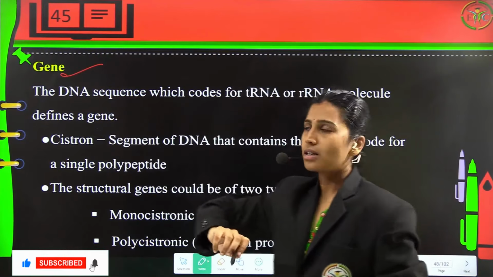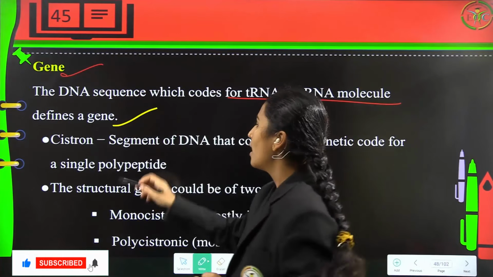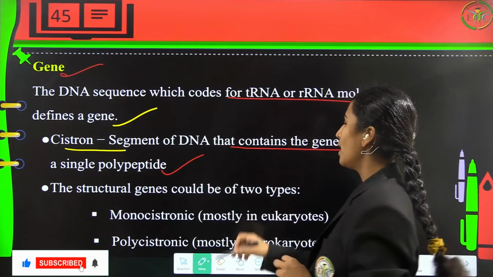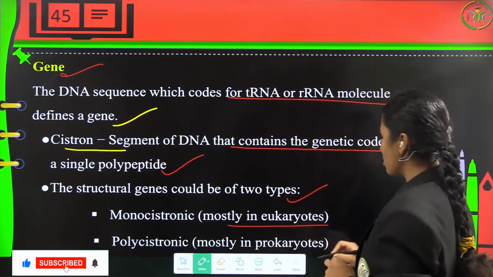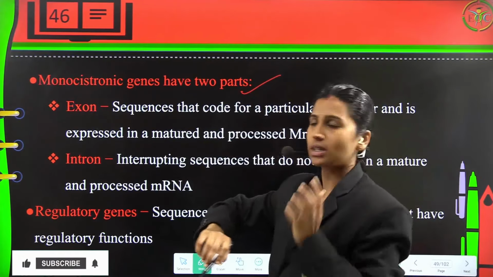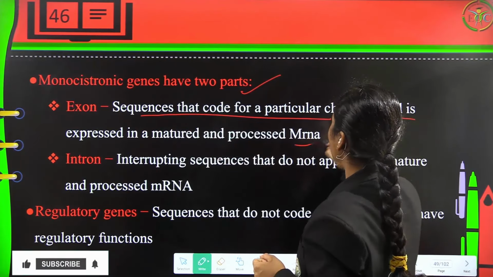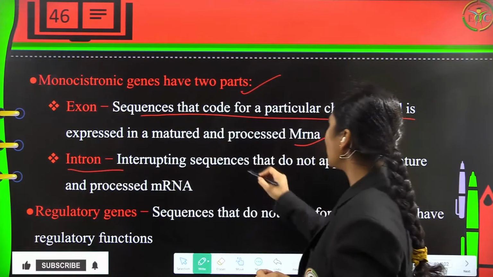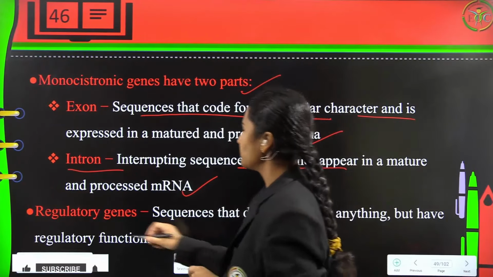Now coming to the gene. The DNA sequence which codes for a tRNA or rRNA molecule is defined as a gene, and a cistron is a segment of DNA that contains the genetic code for a single polypeptide. Structural genes could be of two types: monocistronic, mostly in eukaryotes, and polycistronic, mostly in prokaryotes. Monocistronic genes have two parts: exons, sequences which code and are expressed in the mature, processed mRNA, and introns, the interrupting sequences which will not appear in the processed, mature mRNA.